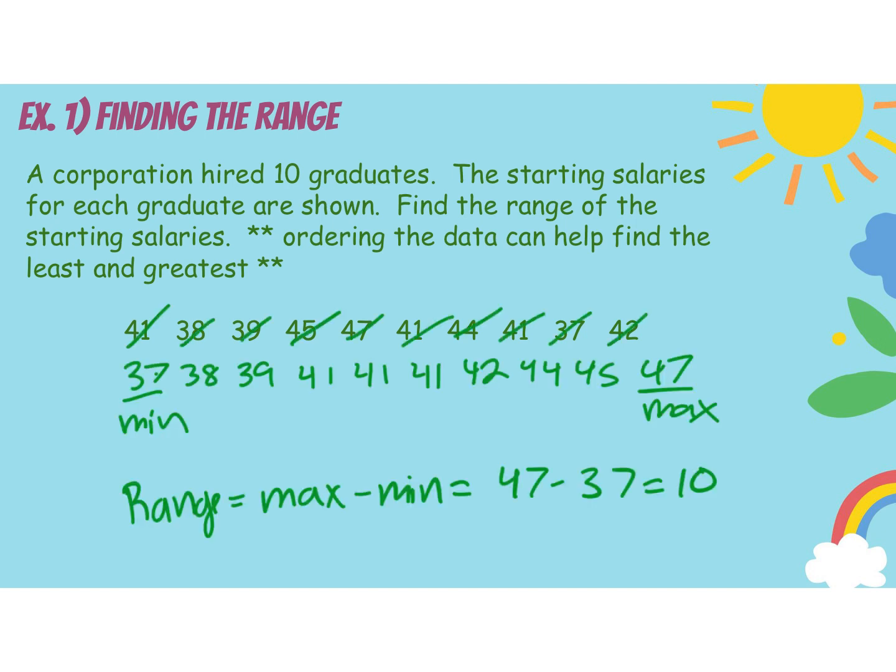Okay, hopefully you got a chance to try the problem. So here you can see I ordered my data. I found the minimum number, the maximum number. I plugged it in to max minus min, and I got a range of 10.